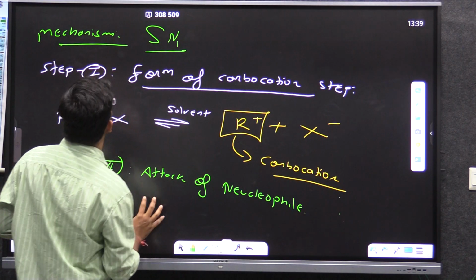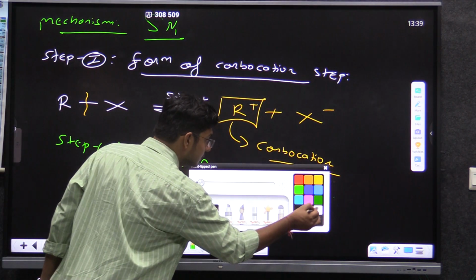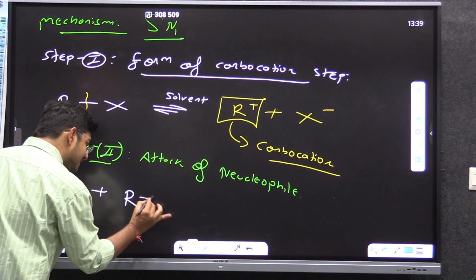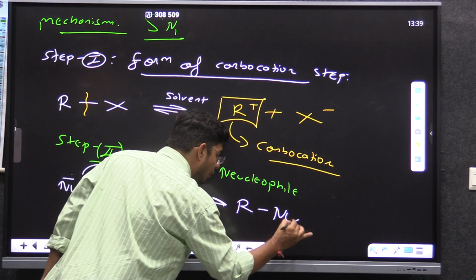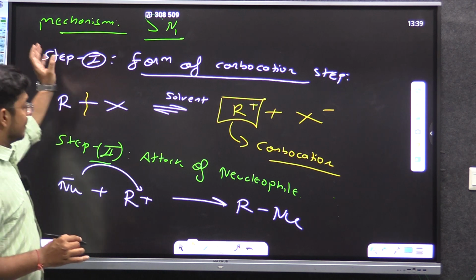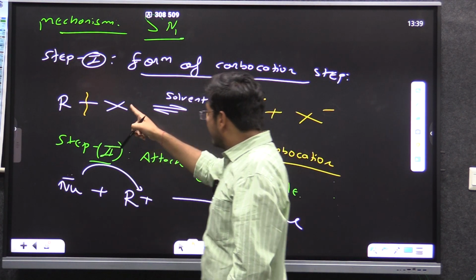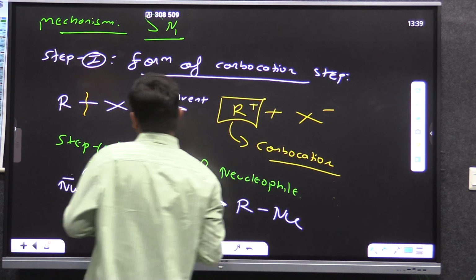In this step, the nucleophile will try to attack the most stable carbocation, and overall this is known as substitution nucleophilic. Here we can say this alkyl halide is replaced by the nucleophile by the internal mechanism.